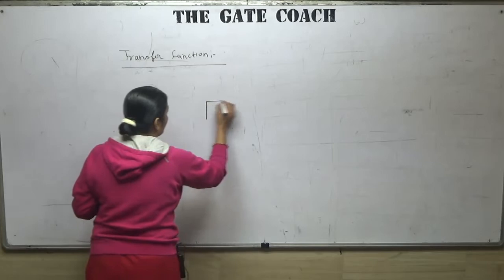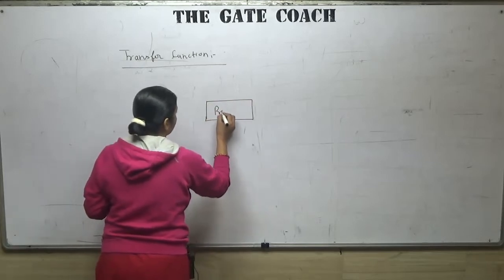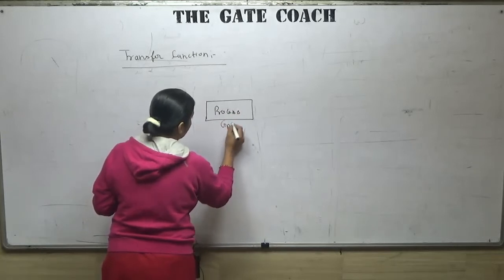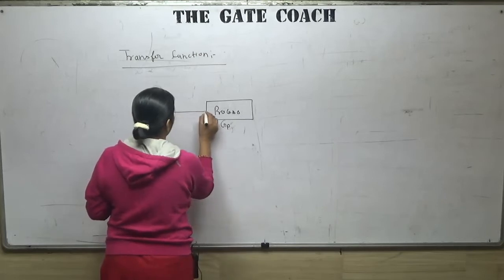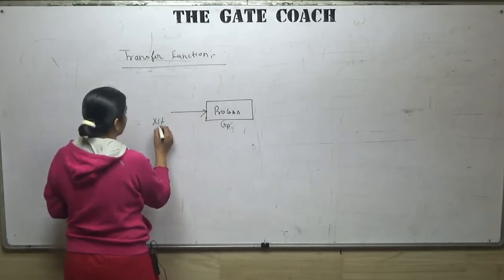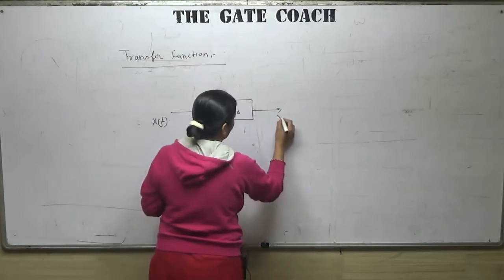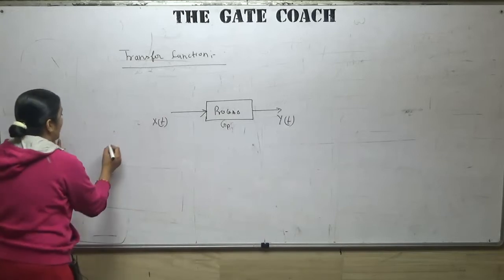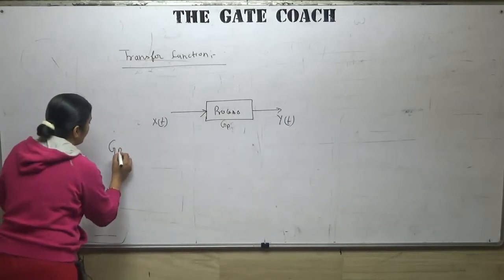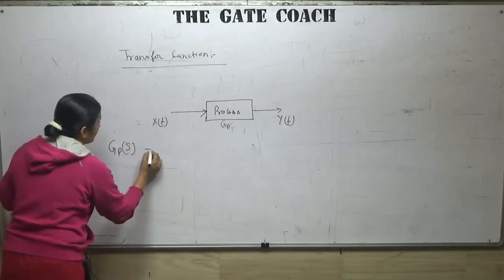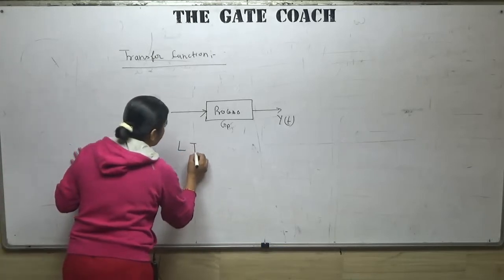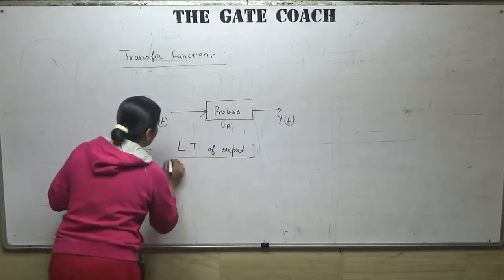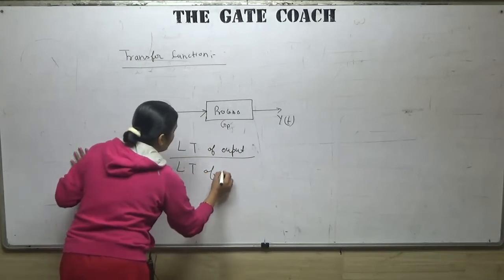Suppose this is a process given to you, any process. We represent it by G_P, P is for process. Here some input is given to the process and the output of the process is Y(t). The transfer function of any process is defined as the Laplace transform of the output to that of the Laplace transform of the input function.